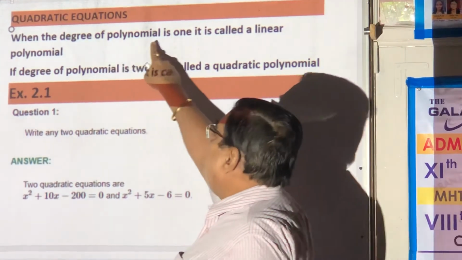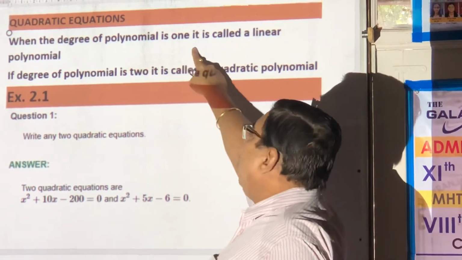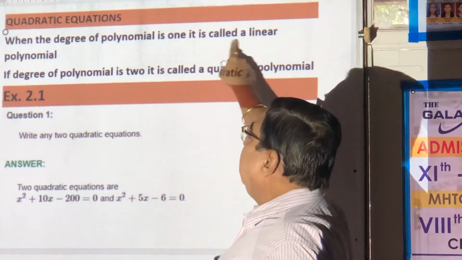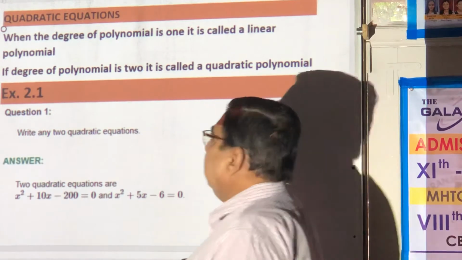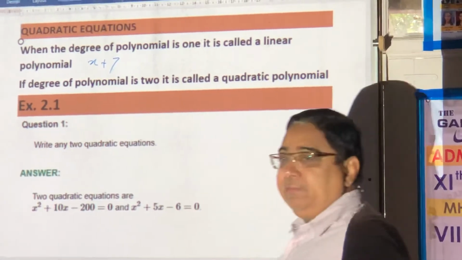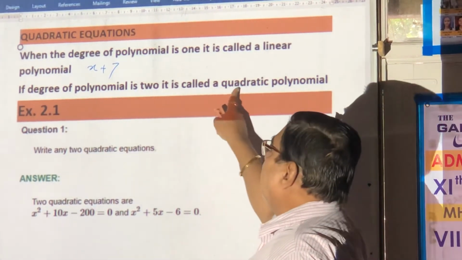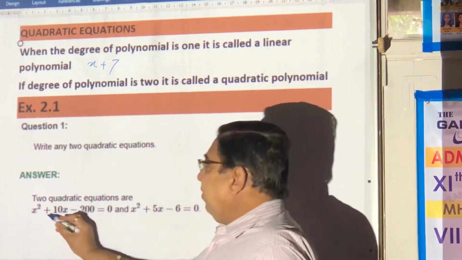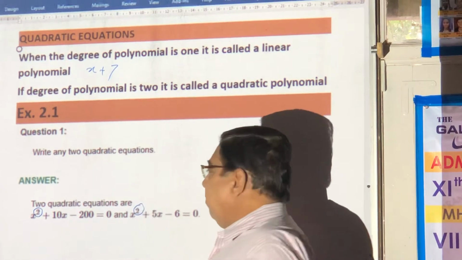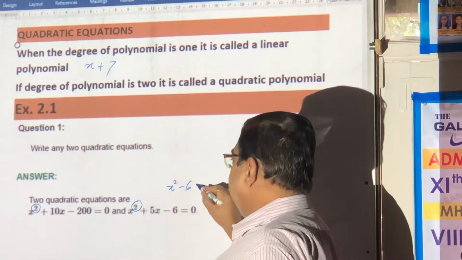When the degree of x or y is 1, the degree being the highest power, it is called a linear polynomial. So, for example, x plus 7 is a linear polynomial. But if the degree is 2, it is a quadratic. Have a look, my friends. Highest power is 2. Now, suppose I tell you x square minus 6, it is quadratic.